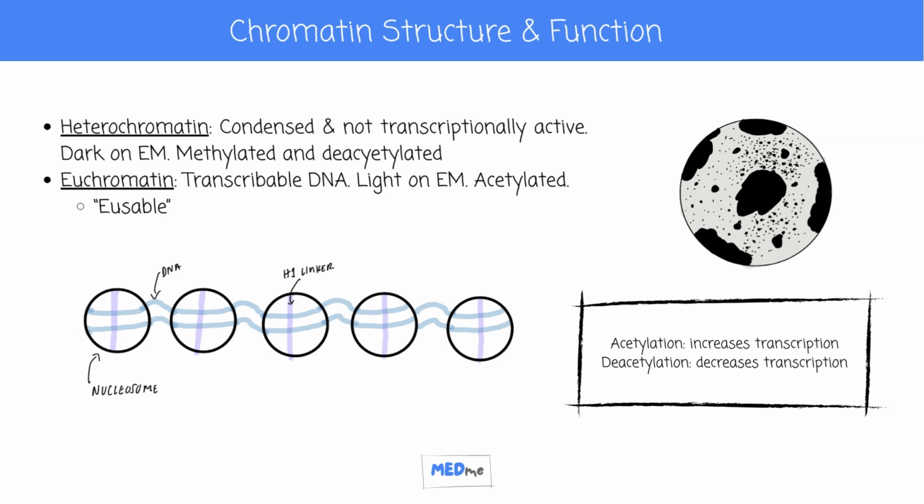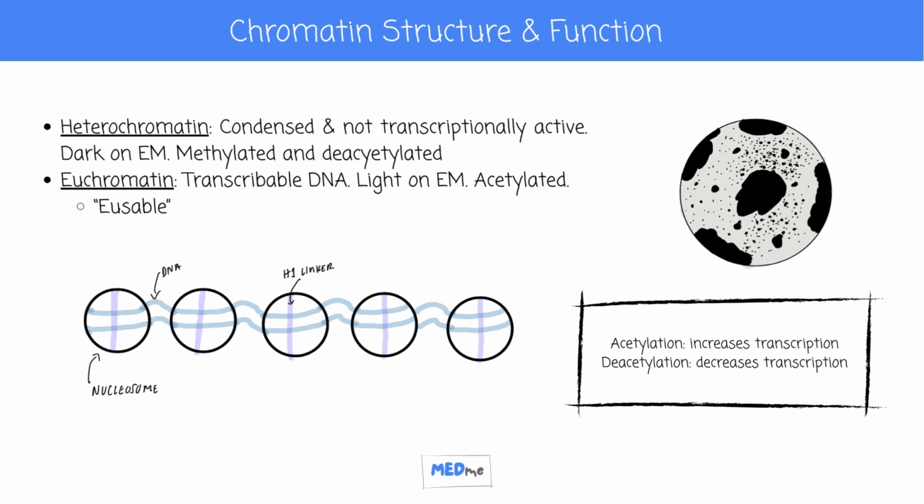Whereas heterochromatin, it's very condensed DNA. It's deacetylated, it's DNA that's tightly bound around the histones. It's not transcriptionally active, therefore there's decreased gene expression. Now, heterochromatin usually appears dark on electron microscopy, and it's usually found at the periphery, which we're seeing in this picture here on the histology slide that I tried to depict.